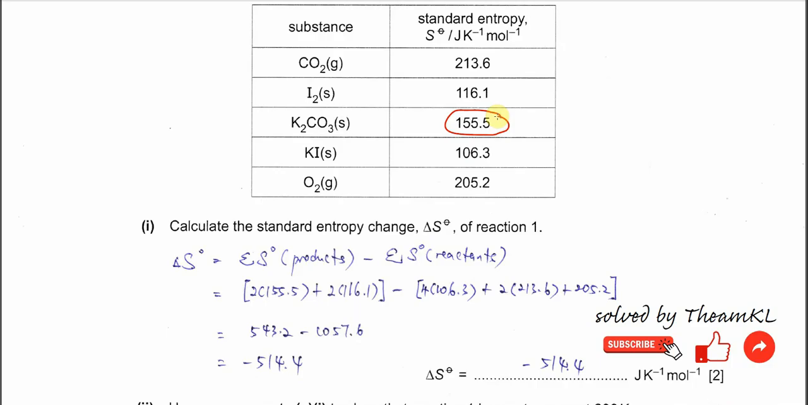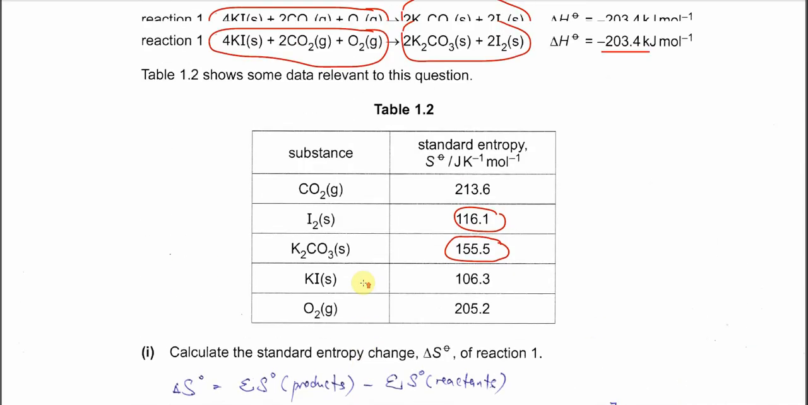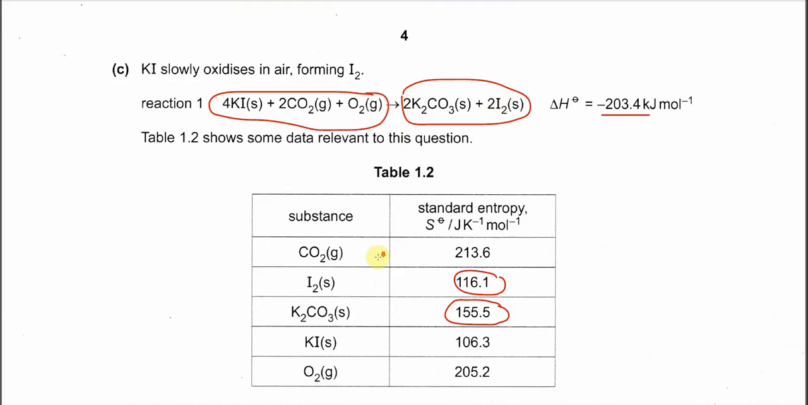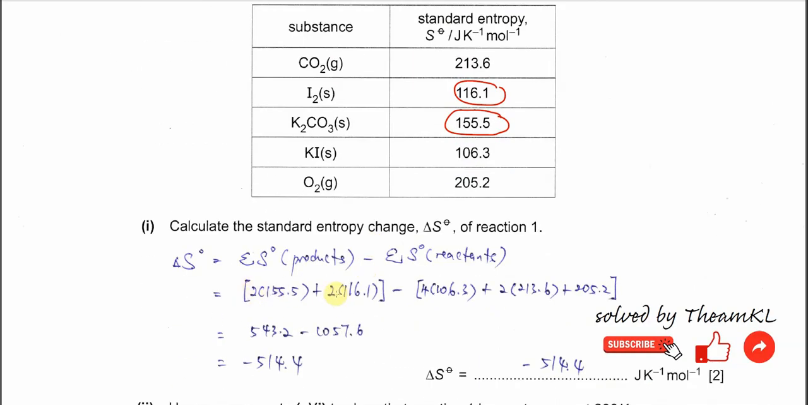155.5 and the iodine is 116.1. So remember to consider the coefficient here because it's 2 here. Here you need to times 2 for both.